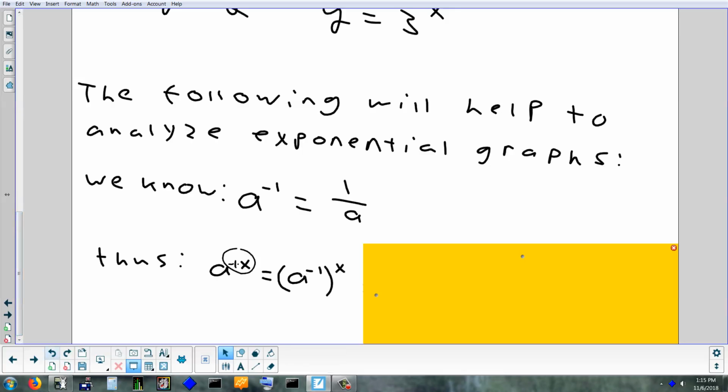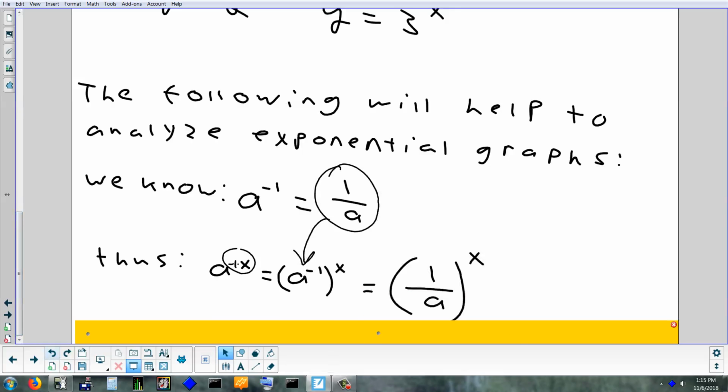Well, the reason I wrote it that way is because now we can make a substitution. A to the negative 1 is just 1 over a. And the x just stays right where it is. So the shortcut, when you're raising something to a negative power, you can get rid of the negative as long as you take the base and flip it.